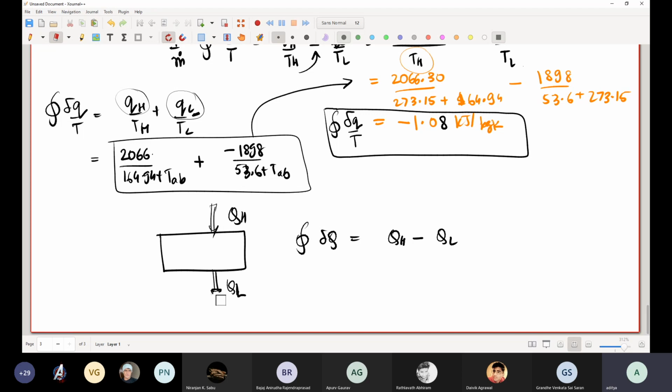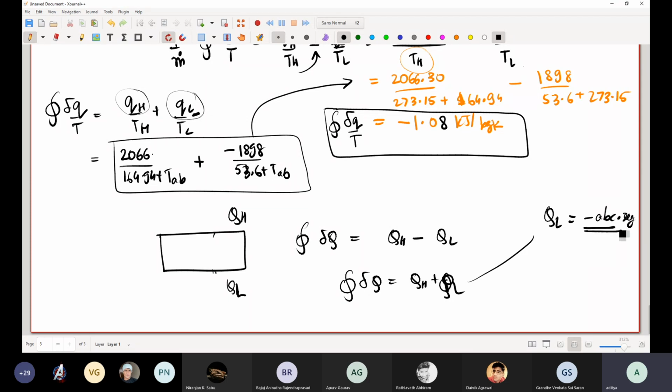But in general, if I do not have this schematic with me, integral del Q will be QH plus QL. But when in the problem you discover that QL is heat lost by the system, in the calculation you should naturally obtain it as minus ABC point XY. So it will be QH plus minus ABC point XY. If you already account for the fact that heat is being lost by the system, you will not write QL as minus ABC point XY. You will write QL as ABC point XY because you have accounted for the fact that heat is being lost by the system through this arrow coming out of the control volume.